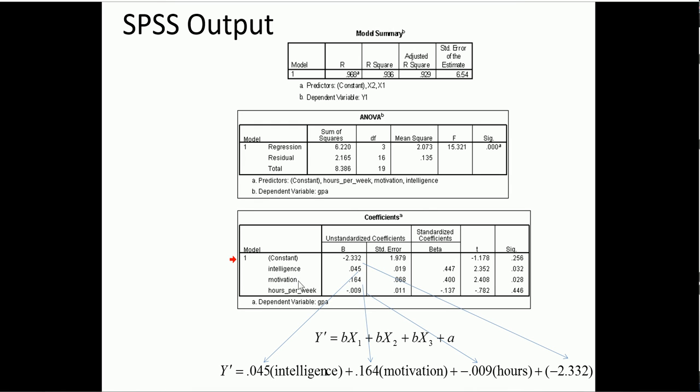For the next variable, motivation, the unstandardized coefficient is 0.164, and the p-value for that is also quite low. It's low enough that we're going to reject the null and say that motivation is positively associated with GPA. For every unit that motivation increases, whatever scale it's being measured on, which we're not aware of right now, GPA is expected to go up 0.164, after controlling for intelligence and hours worked per week.